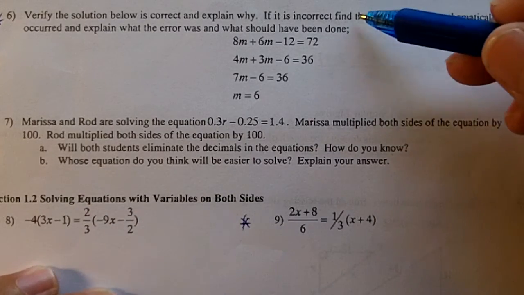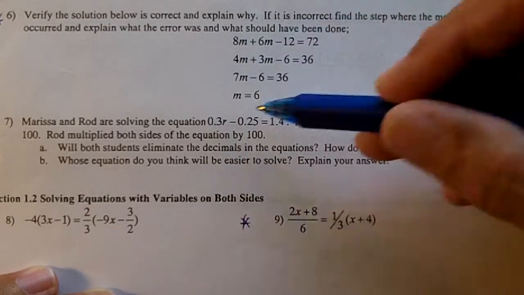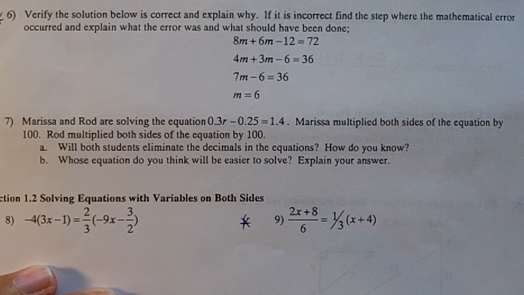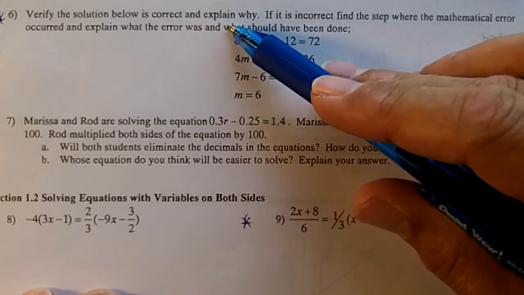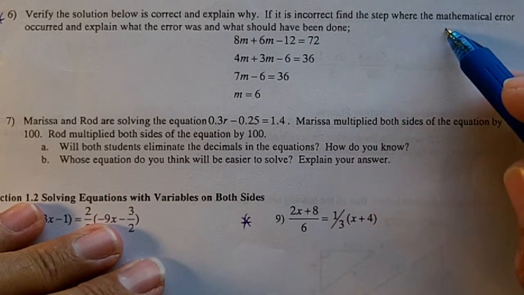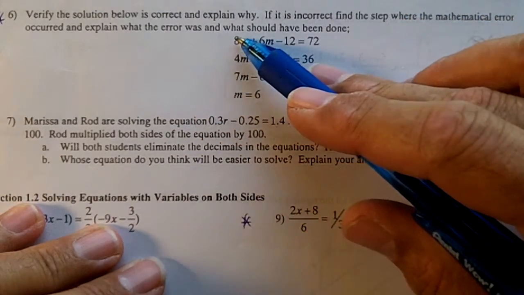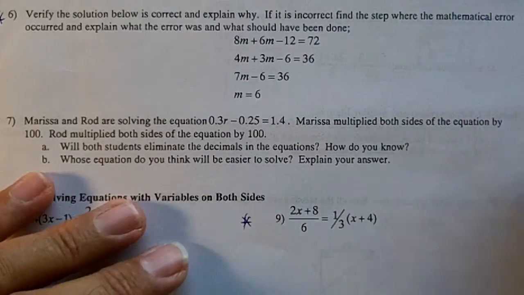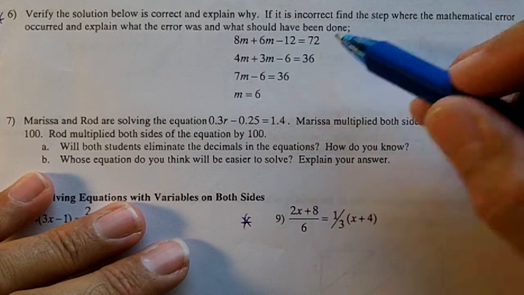Okay, on number 6 and 7, I'm going to do these on the paper because it's too much rewriting for the video. Okay, verify the solution below is correct and explain why. If it is incorrect, find the step where the mathematical error occurred and explain what the error was and what should have been done. Okay, so what we're going to do is go step by step through here and figure out what happened.